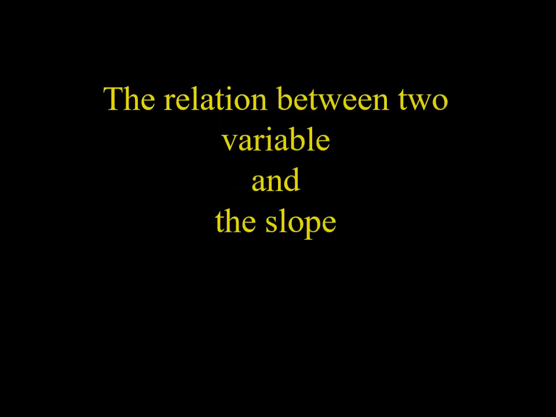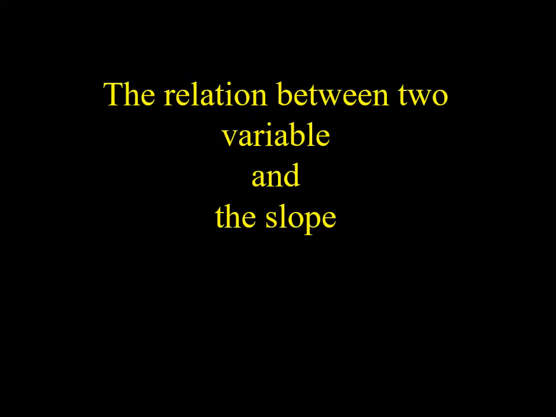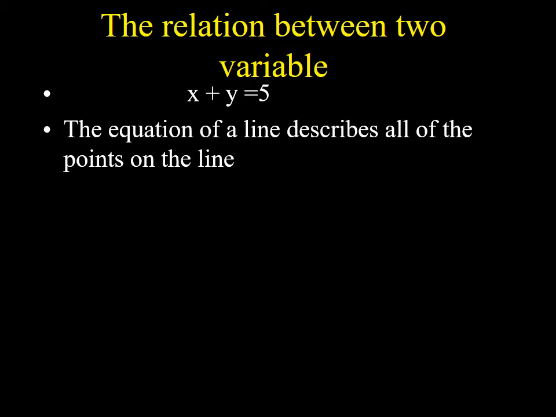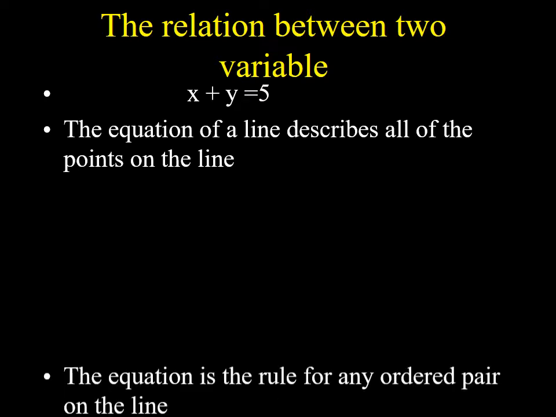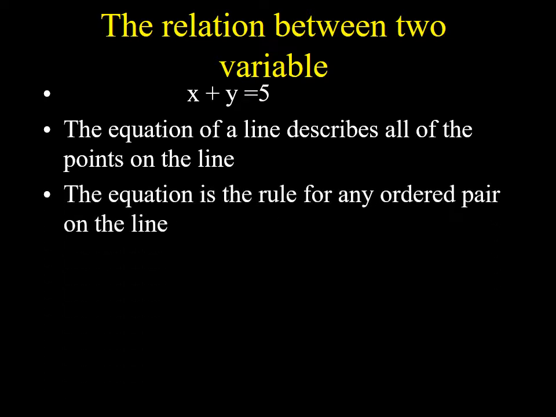Good morning, everyone. Today we'll talk about the relation between two variables and the slope. The relation between two variables, for example, x + y = 5. The equation of a line describes all the points on the line. The equation is the rule for any ordered pair on the line.